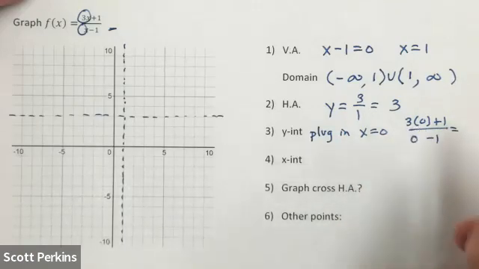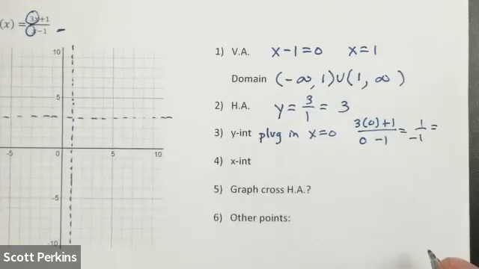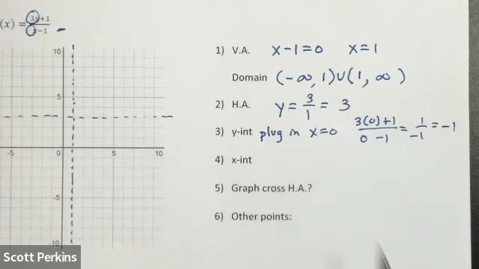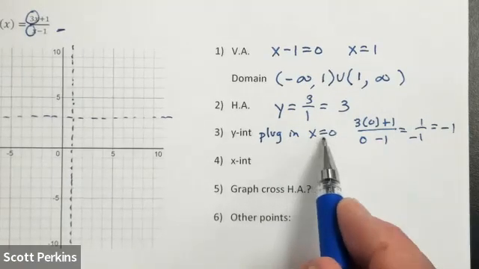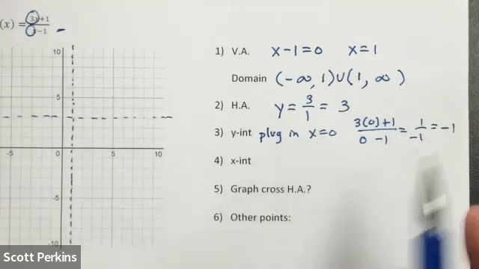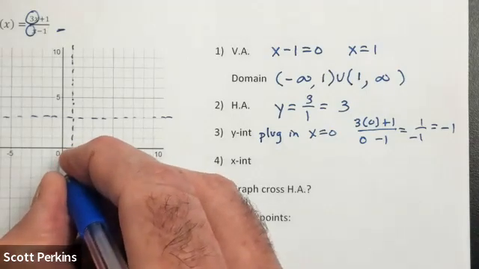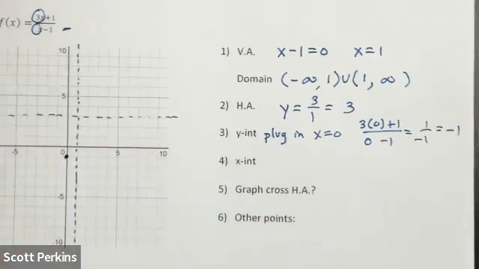And that is 1 divided by negative 1, or, oops, I'm off the screen a little bit, my apologies, negative 1. So at the x value 0, my y value is negative 1. So I will just make a nice blue dot right there.